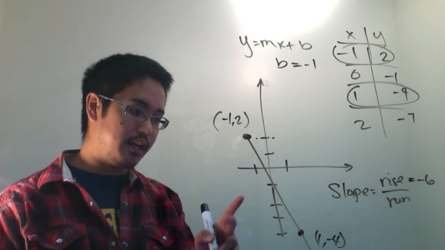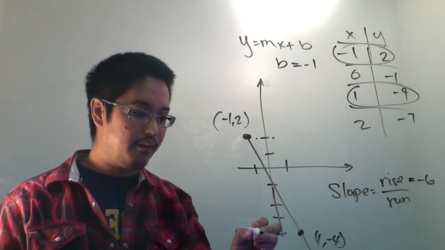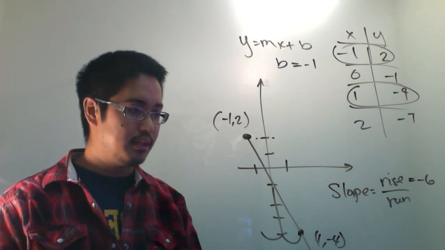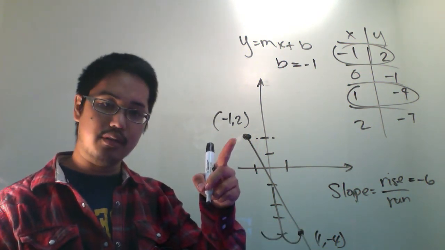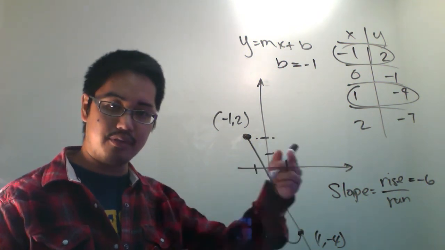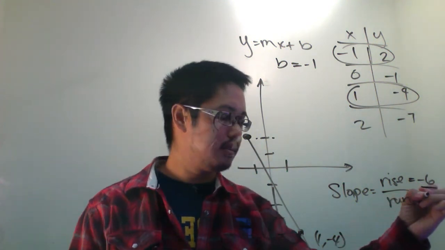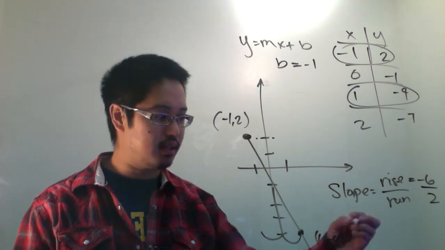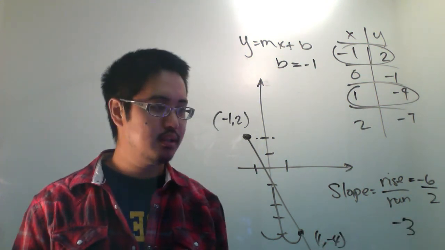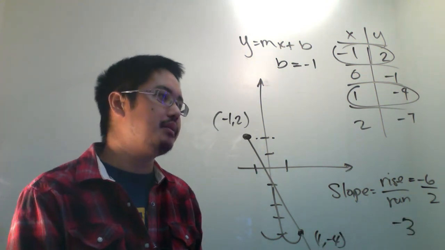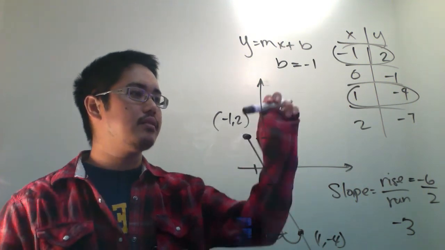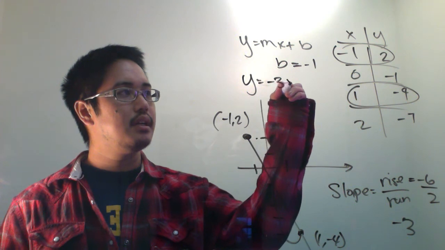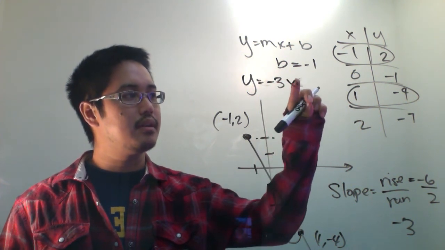My run, on the other hand, is just going to the right. How far to the right do I have to go? That's pretty straightforward. You just go 1, 2, because you start back at negative 1, you go to 0, and then you go to positive 1. That's moving 2 spaces. So my slope is actually negative 6 over 2, also known as negative 3, if you want to reduce that a little bit. And so my y equals mx plus b is y is equal to negative 3x minus 1.